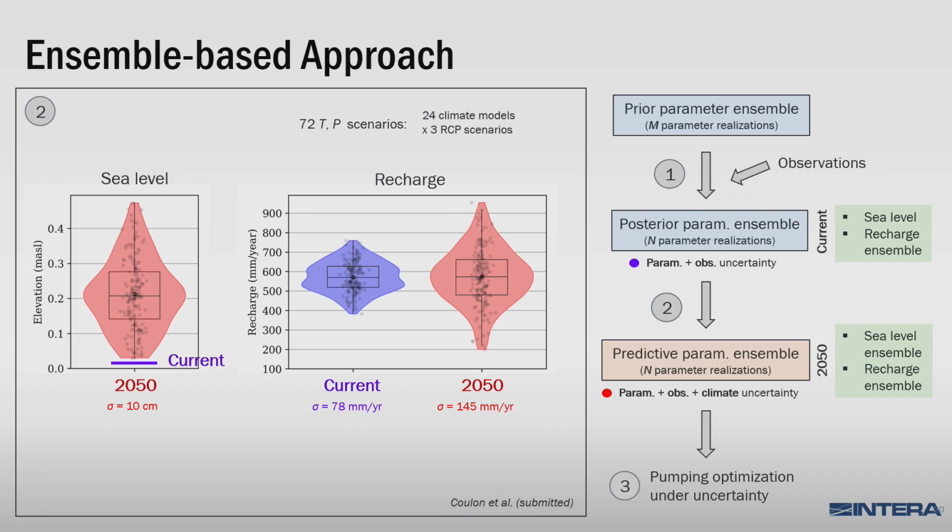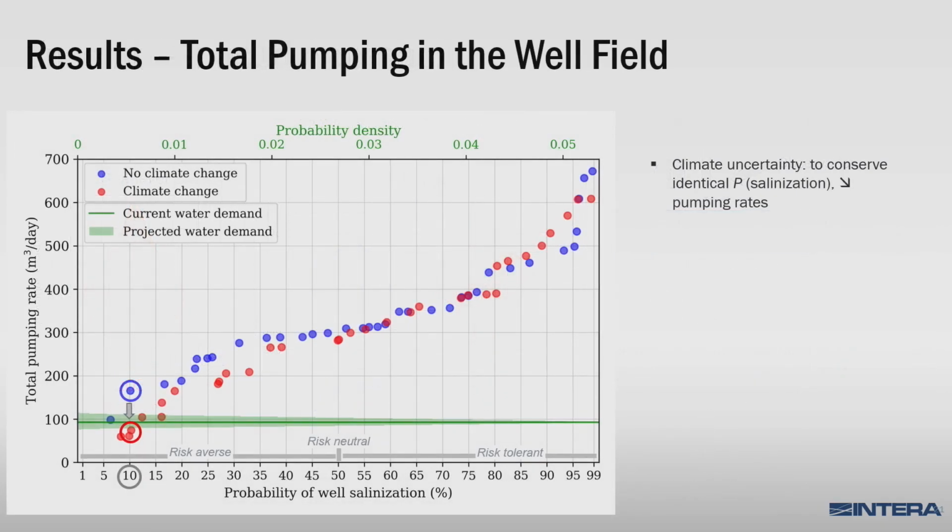So we merged all that information together, and we see that in 2050, compared to current conditions, the median value didn't change at all in recharge, but the uncertainty in recharge more than doubled. And this impacted the results of the optimization.